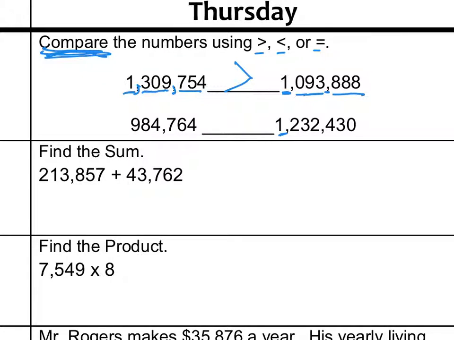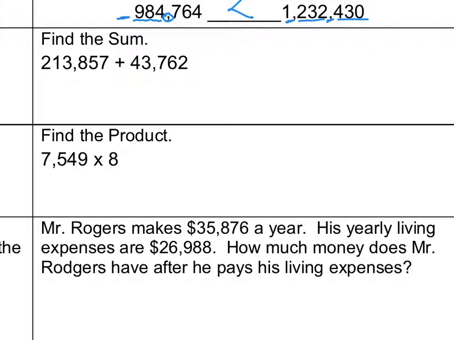All right, now look at this one. This one has a millions place. This one doesn't even have a millions place. So 984,764 is less than 1,232,430.